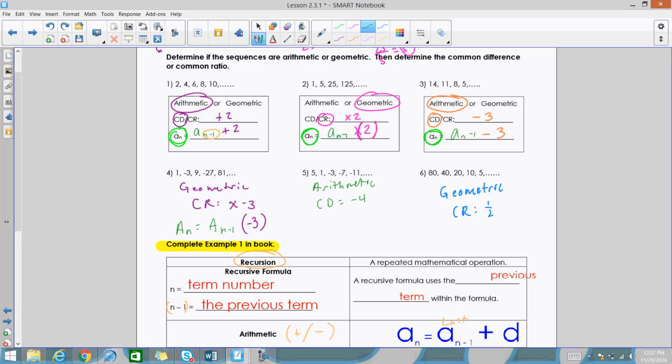Number 5, your recursive is a sub n equals a sub n minus 1. Again, it doesn't matter whether you do caps or that little squiggly a, it's all the same thing. And then we're going to do minus 4, because that's what that was. And lastly, a sub n equals a sub n minus 1 times a half. Again, a recursive formula is just saying, how do you get to the next number?